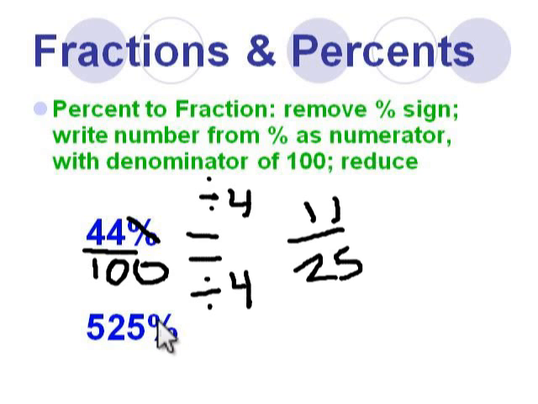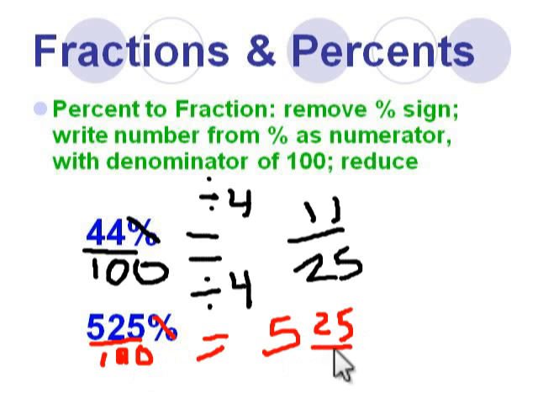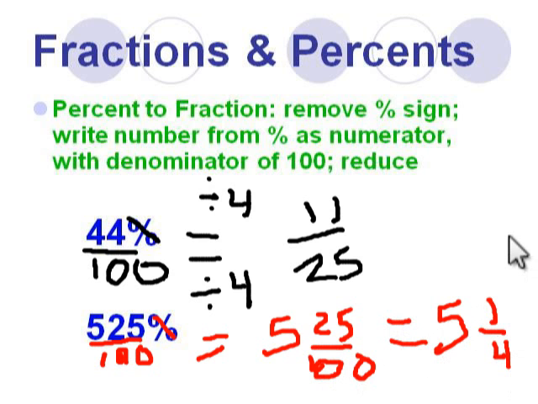We can do the 525% one equally as easy. We take away the percent sign. We put 525 over 100. This time, again, this is something that's more than 100%. So it's going to end up being something that's more than 1 whole. So 525 over 100 is 5 25/100ths, which is the same thing as 5 1/4. And that's all there is to it. Changing a percent into a fraction. So far, it hasn't been too challenging.